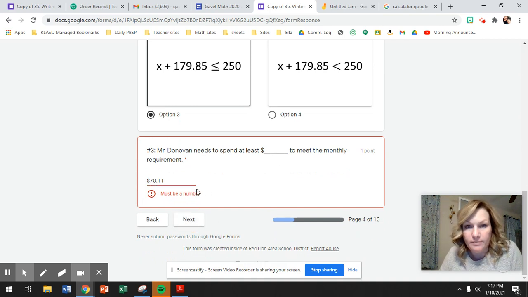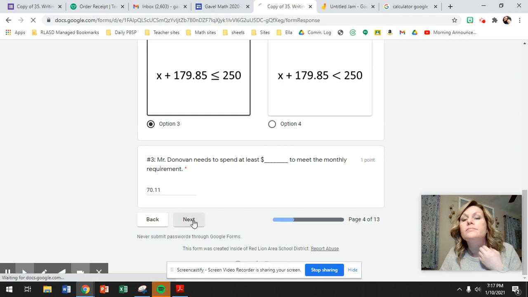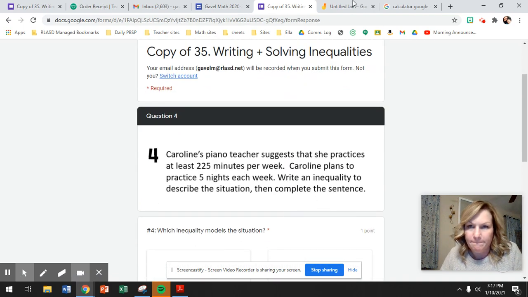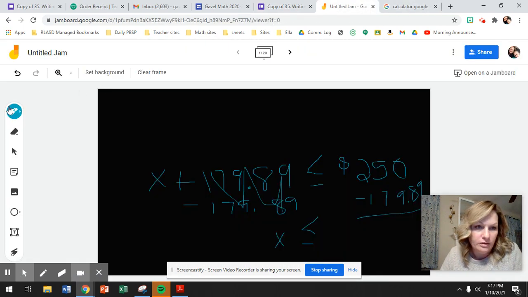Okay, I'm going to do one more, and then the rest is all. Oh, they don't want the dollar sign. That's okay. All right, it's my last one. Clear this.